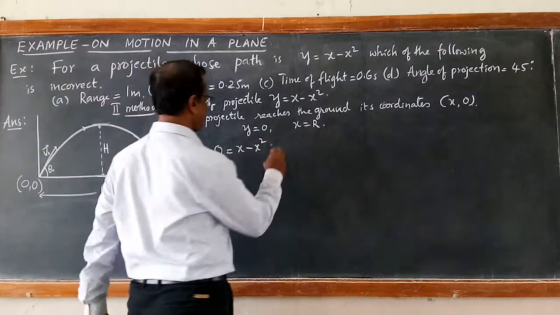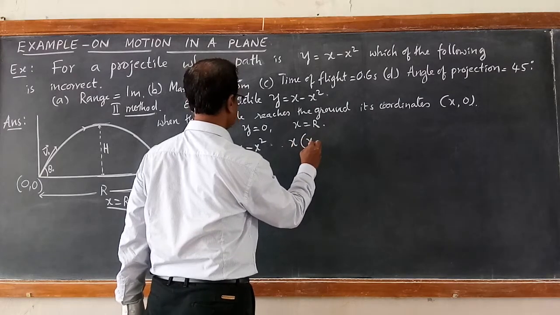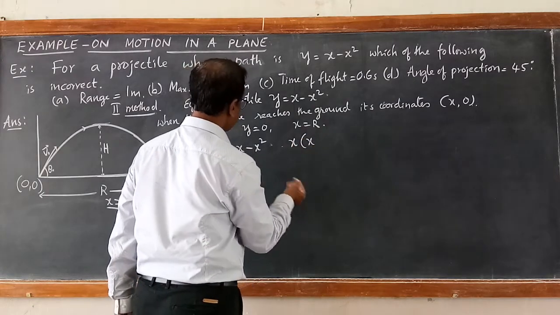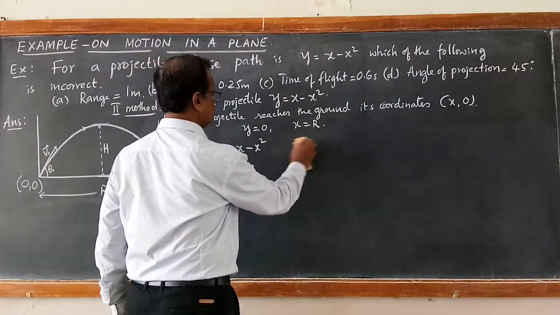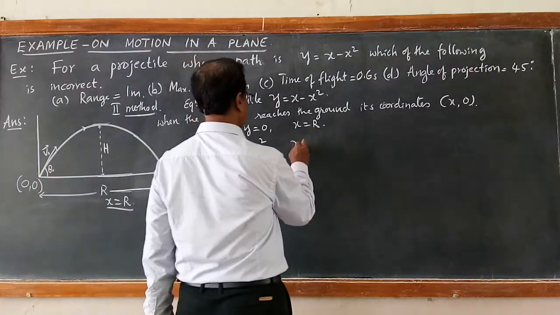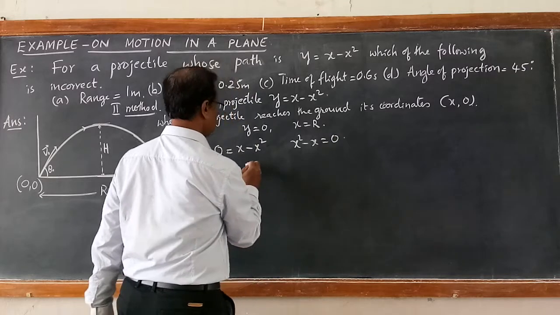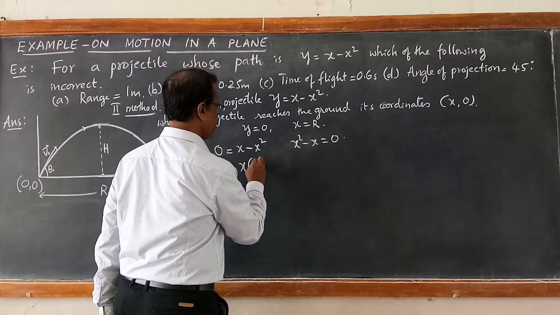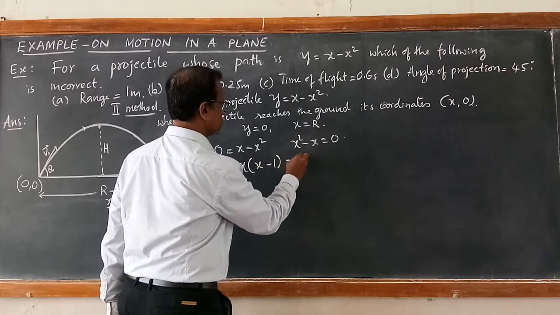So take out x common. The same equation can also be written as x square minus x equal to 0. So this implies if you take out x common, then x into x minus 1 is equal to 0.